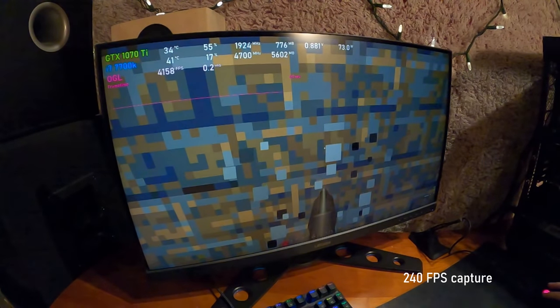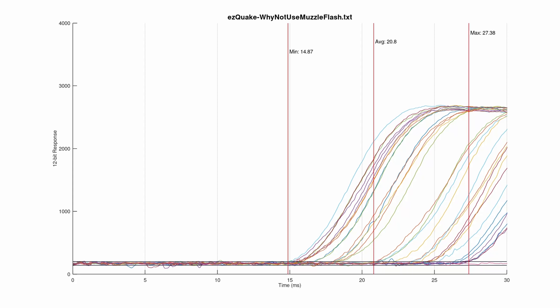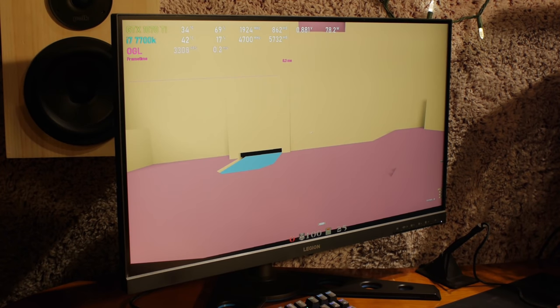But the second problem, the big one, was this. Even at 4,900fps, the muzzle flash is delayed by an average of about 20 milliseconds, so this can't be used for latency testing. That doesn't mean that other testing that looks at muzzle flashes is wrong or bad, but ezQuake's implementation doesn't work. But there's a better way.